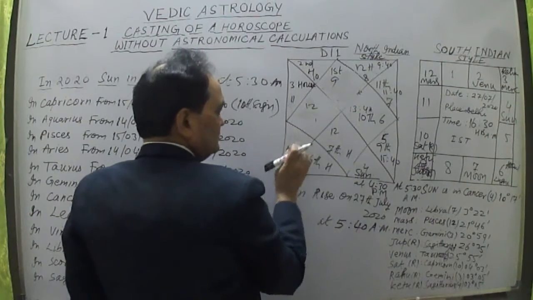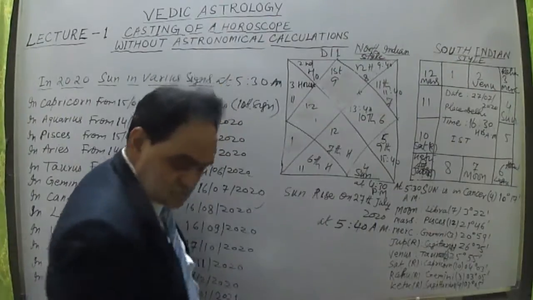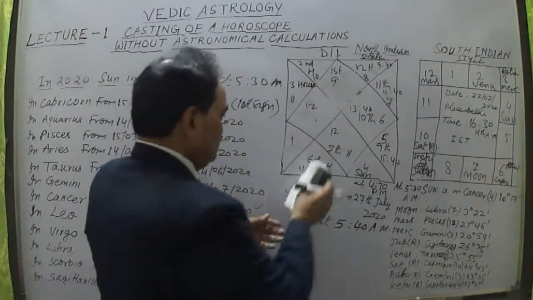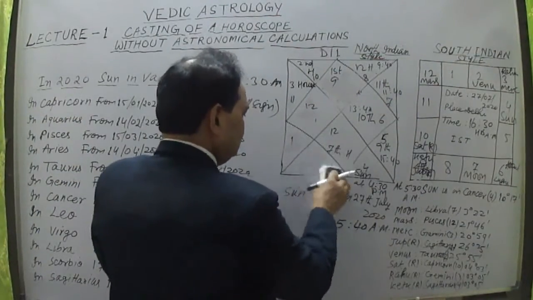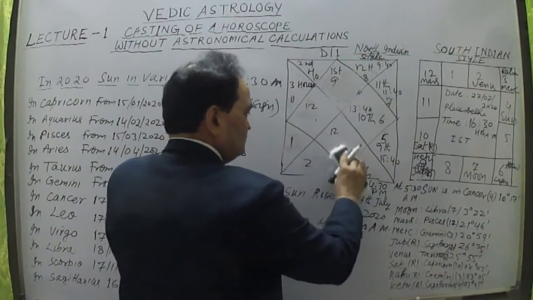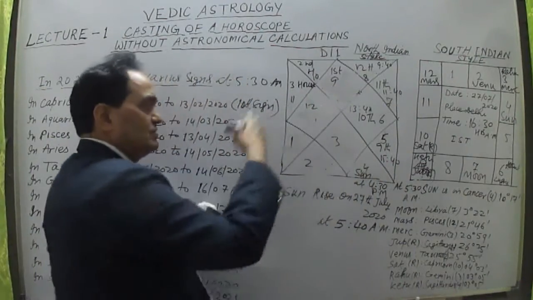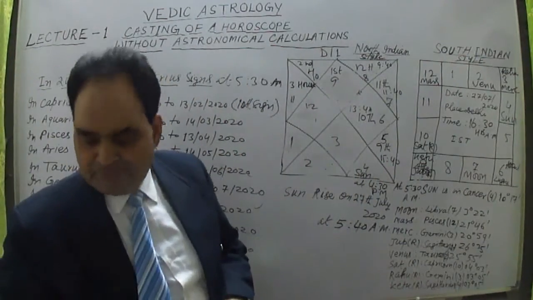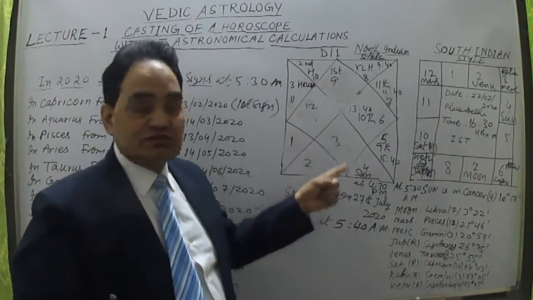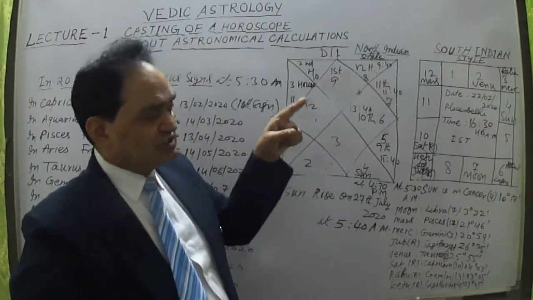Now it is the Aries sign. This is the Taurus sign. Now this is the Gemini sign, and this is the Cancer sign. In this way, signs are in an anti-clockwise direction. Signs are rising in the northern hemisphere, but their signs are fixed.